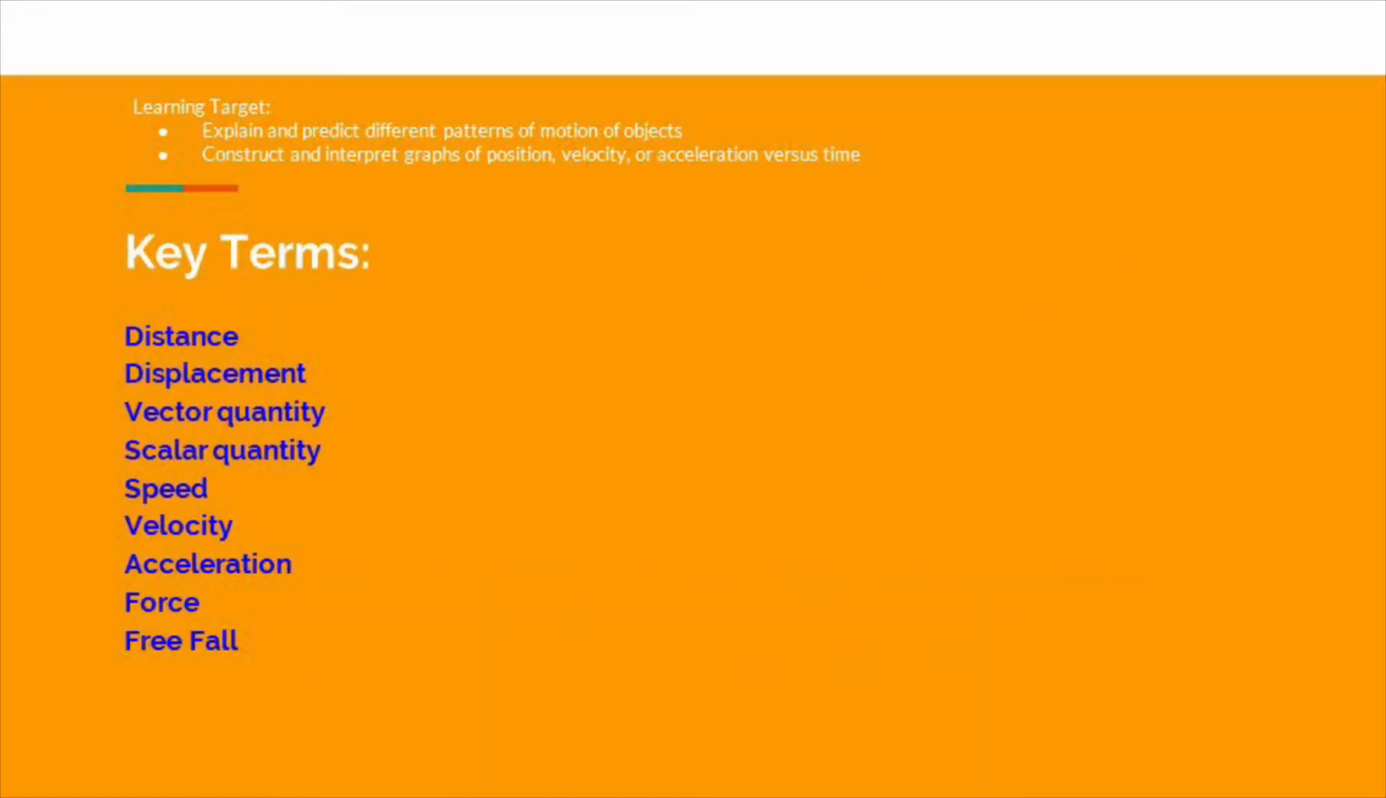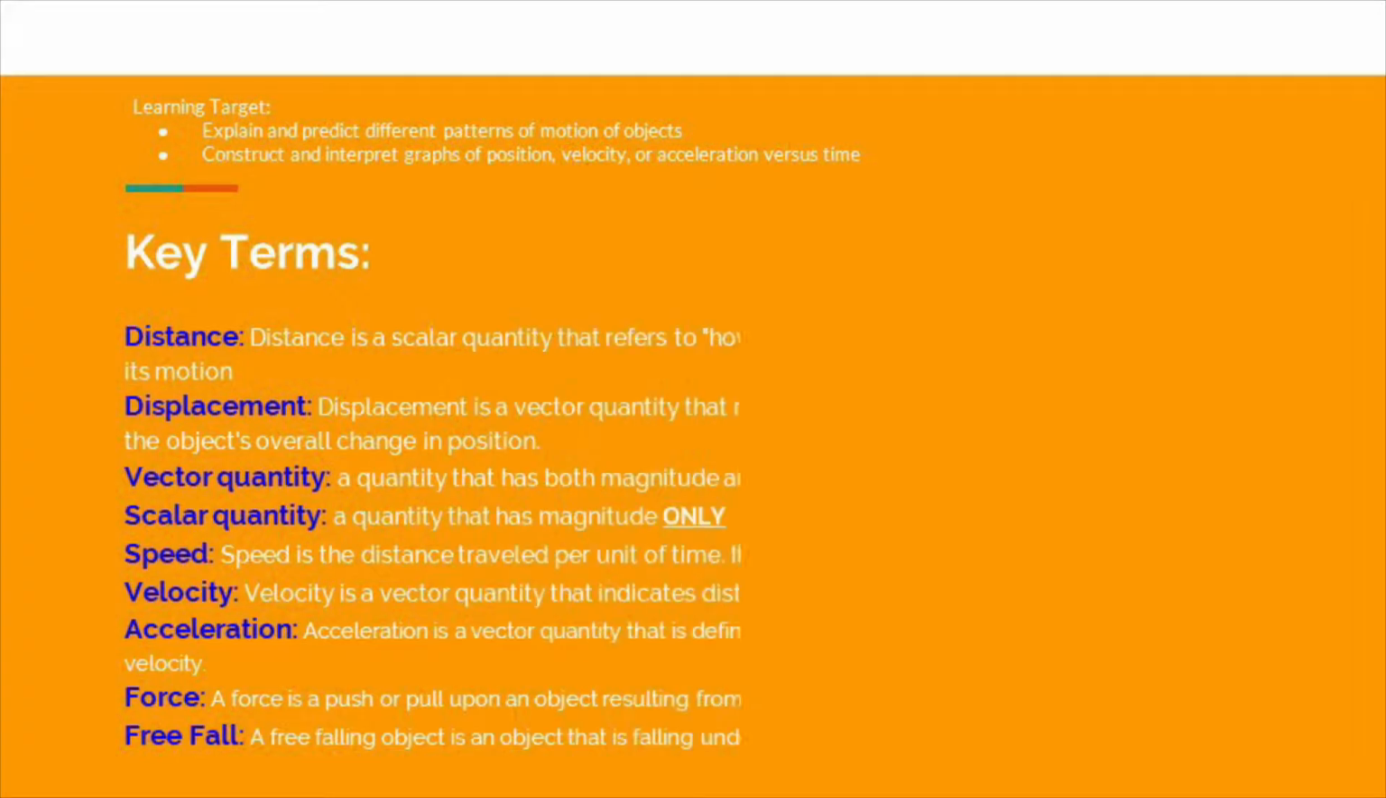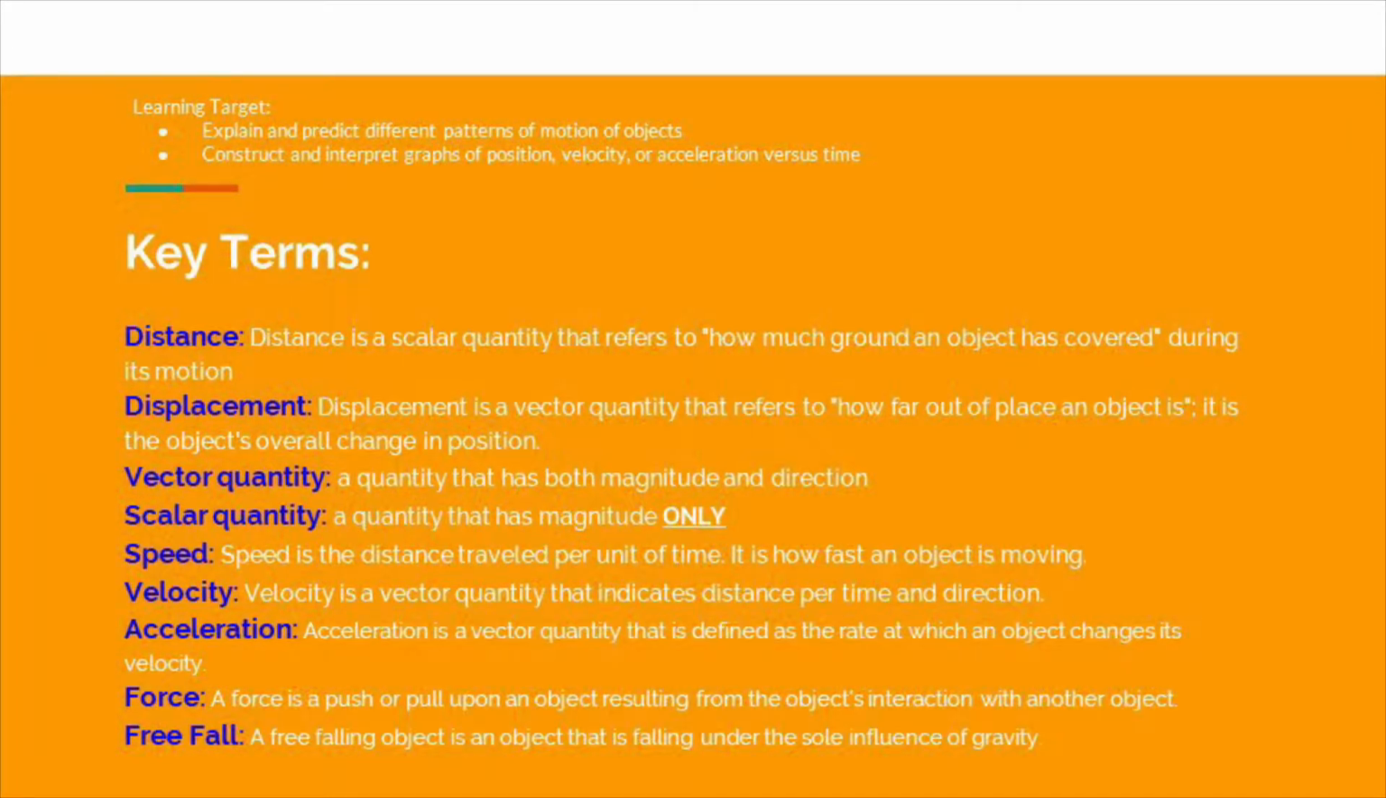So for today, we have some key terms and definitions for you to remember throughout this lesson. First, distance. Distance is a scalar quantity that refers to how much ground an object has covered during its motion. Next, we have displacement. Displacement is a vector quantity that refers to how far out of place an object is. It is the object's overall change in position.